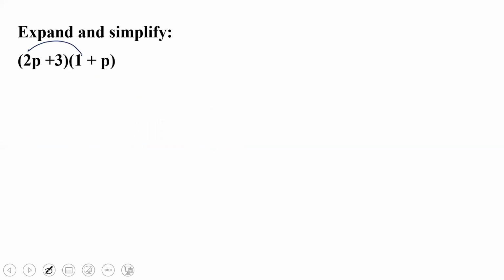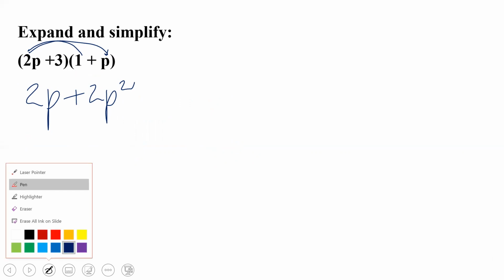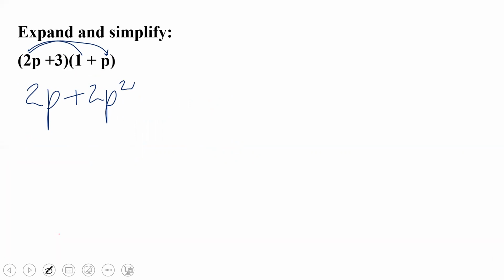2p times 1, we are expanding and simplifying. That's going to be 2p. 2p times p, that's going to be 2p squared. And you have no worries when all the terms are positive, because you know that all the terms in your answer are also going to be positive. And just making use of different colors here, this other term that's in that first bracket, we're going to use it to multiply every term in the second bracket. 3 times 1, that is going to be 3, not 4.